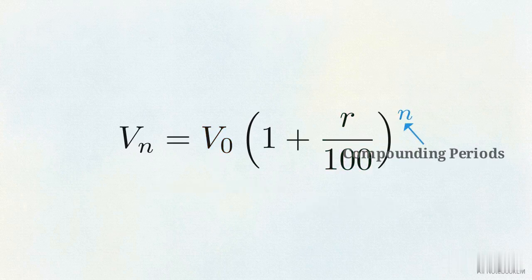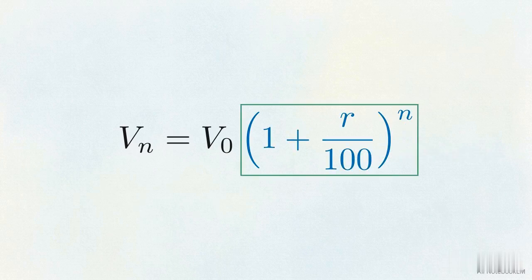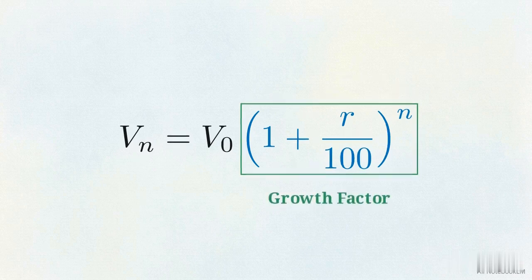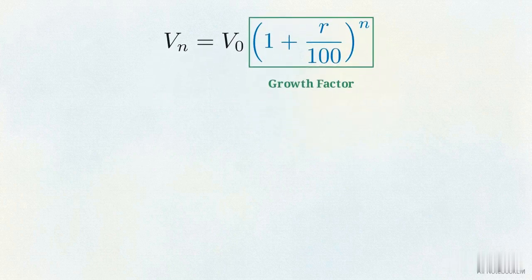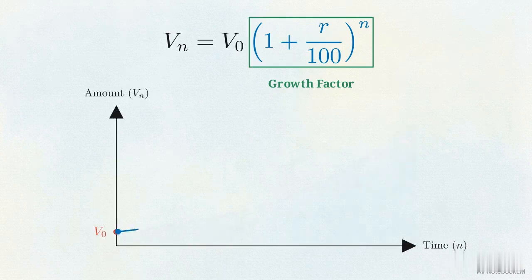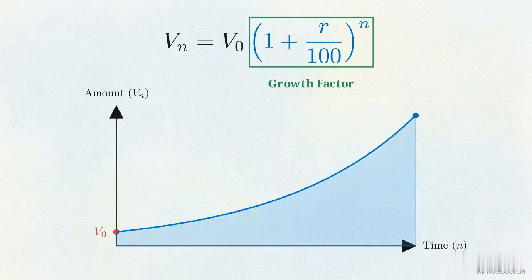The engine of the equation is inside the parentheses: 1 plus the rate over 100, to the power of n. This is the growth factor, the specific multiplier that determines how large the final total becomes. Understanding the inputs of this equation is the first step toward predicting how fast a balance will grow over time.